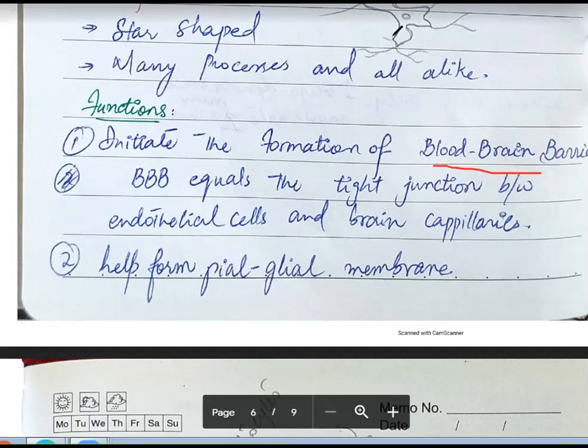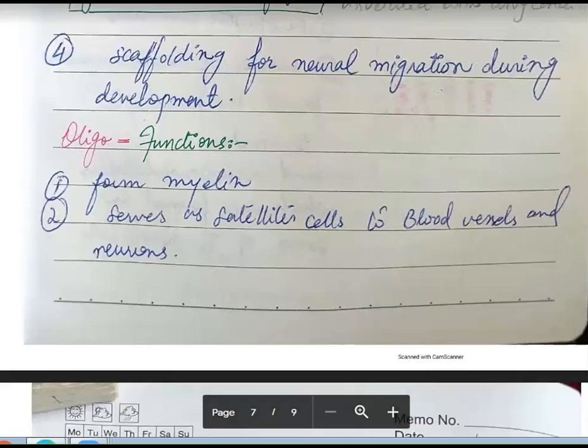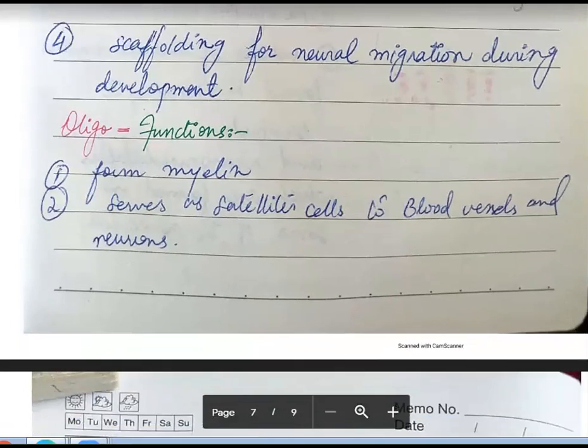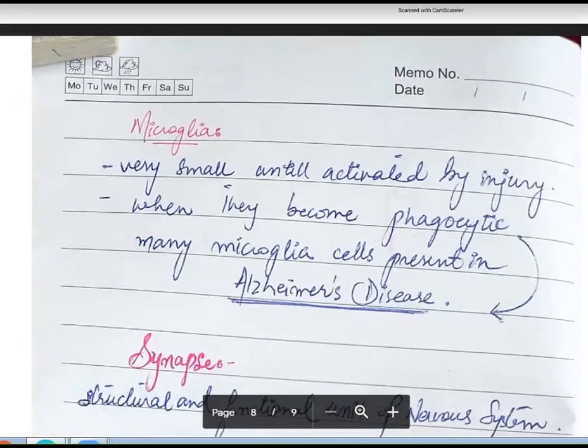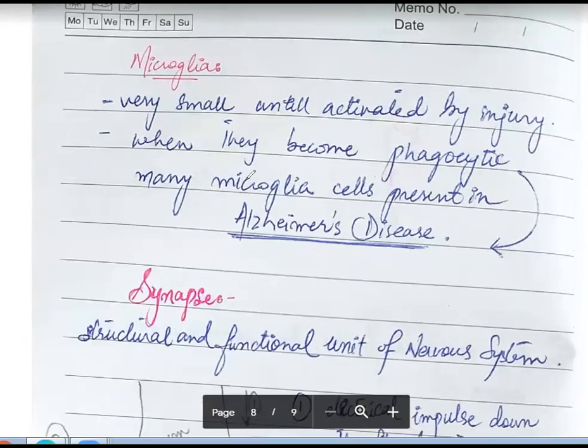Okay. Now, the only topic left in the cells is microglia. Let's move to microglia. This is oligo, this is microglia. Regarding the microglia, this word is important. It has this phagocytic effect. You know macrophages, the macrophage of the brain is microglia.